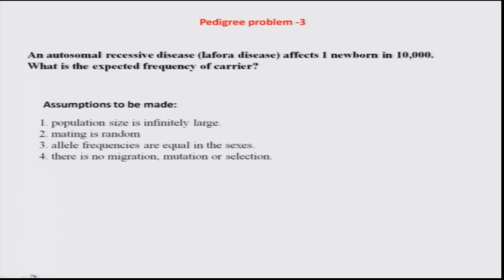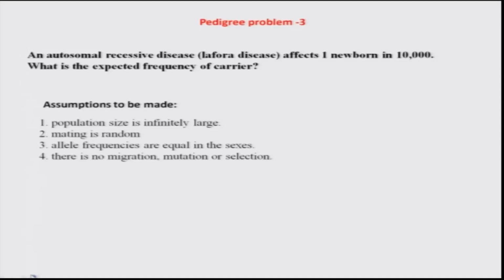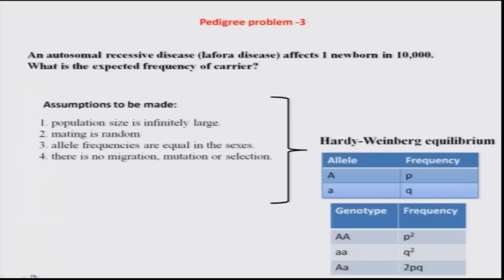Now, allele frequencies are equal in the sexes, that is, there is no sex bias, that this particular allele will only be in male or this particular allele will only be in female. So, no such bias should be there. There is no migration, mutation or selection, that is, the population is neither migrating, nor are there mutations, nor are there selections. So, why are we making these assumptions? Because we need to calculate a frequency for an allele. So, we are defining the boundaries for the populations. If you take these assumptions, this was proposed by Hardy-Weinberg, and this is the equilibrium.